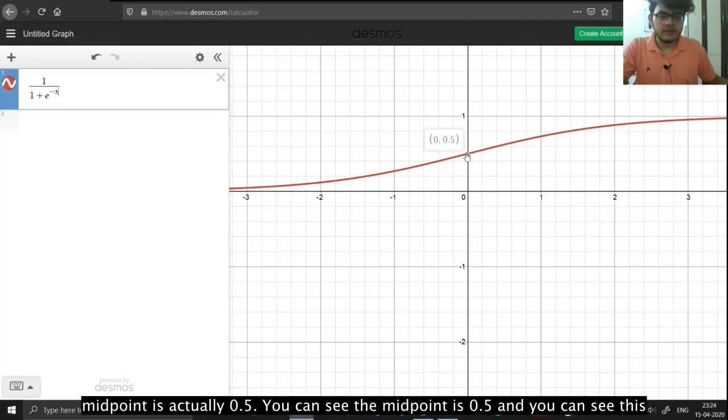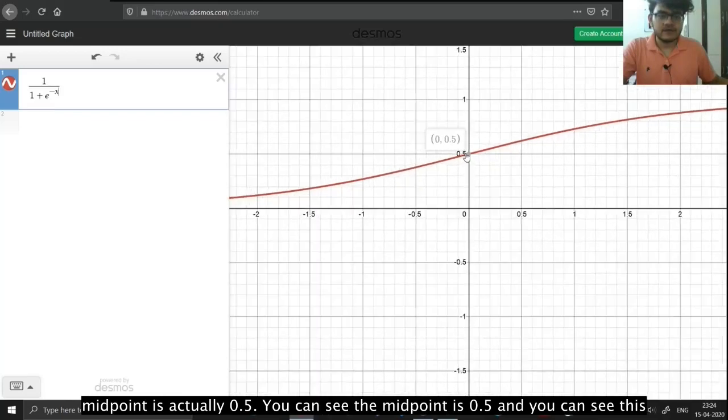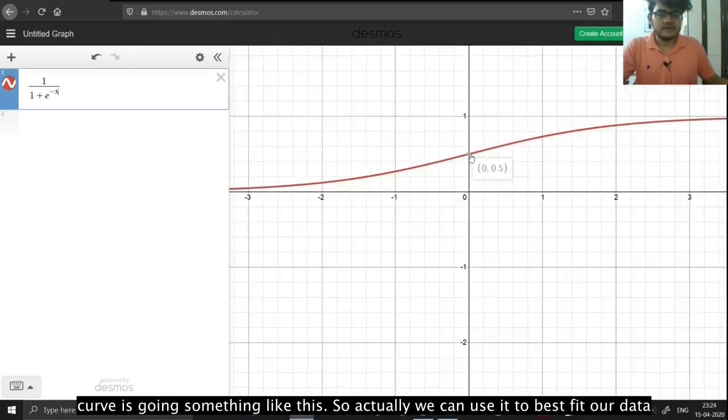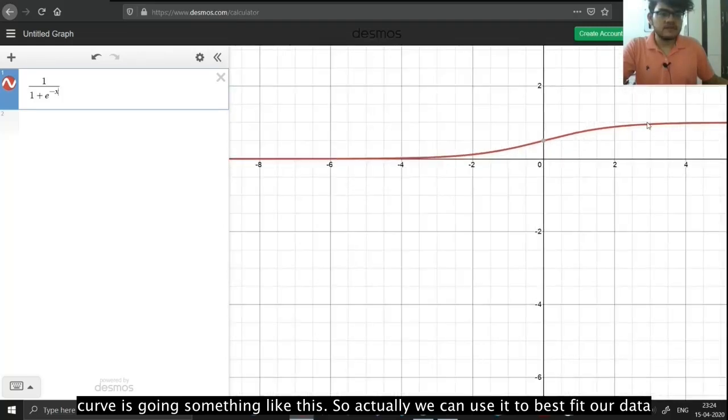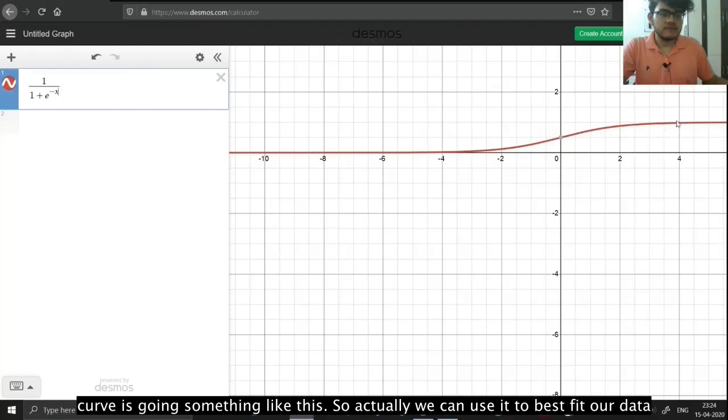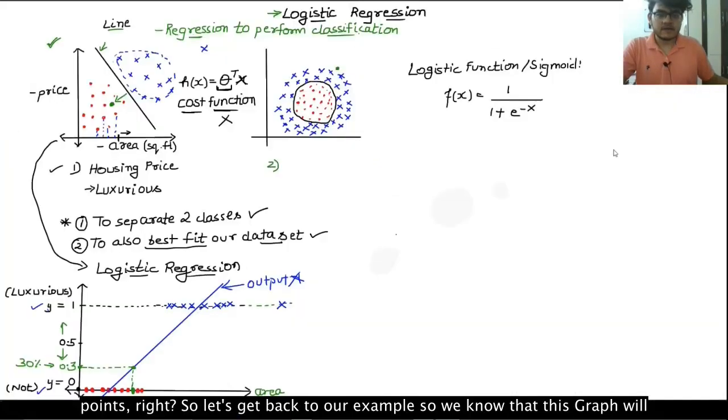And you can see the midpoint is actually 0.5. You can see this curve is going something like this. So actually we can use it to best fit our data points, right? So let's get back to our example.